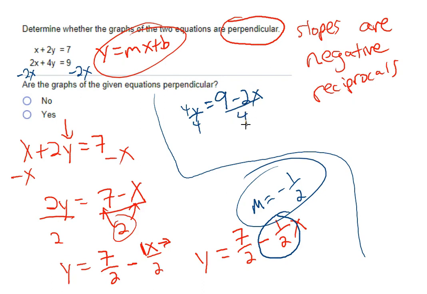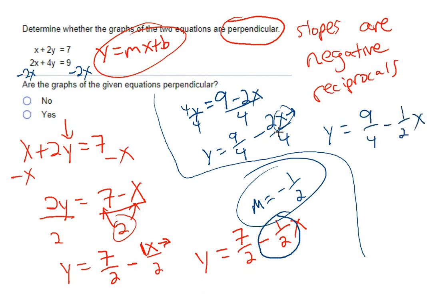The 4 divides into both of these, so we're going to get y equals 9/4 minus 2x over 4. And then we will put the x off to the side of the fraction, and reduce this fraction while we're at it. And so we get y equals 9/4 minus 1/2 x. Right? The 2 over 4 reduces to 1/2. So the slope here is also negative 1/2.